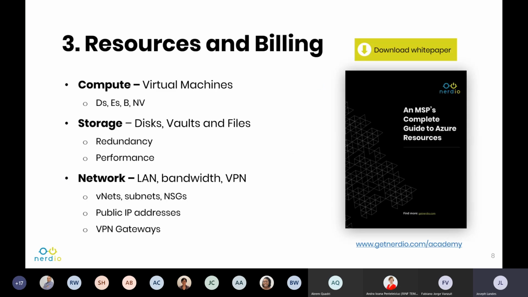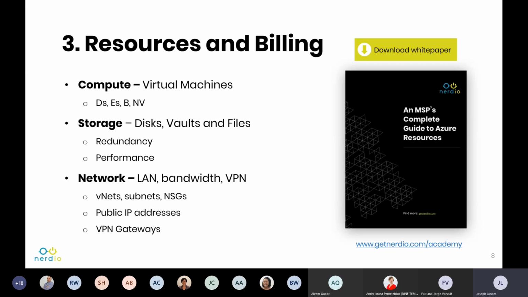Now, the next thing you need to understand and become familiar with are resources and billing. So how do you actually purchase, and what is it that you are purchasing when you buy Microsoft Azure from your cloud distributor? Again, we've written a great white paper that you can download for free from our website, an MSP's Complete Guide to Azure Resources, and you will learn the different terminology and things you need to understand around compute, storage, and networking. So for example, virtual machines.